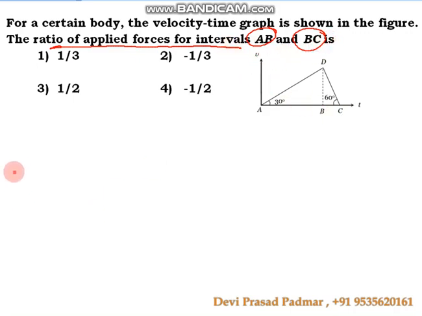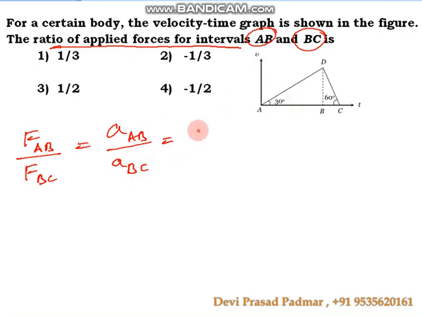As we discussed before, the ratio of forces between AB and BC must be equal to the ratio of acceleration between AB and BC. Correct? So how to get acceleration from a VT graph? That is nothing but tan theta. Therefore, tan theta 1 divided by tan theta 2. From A to B, the angle is given as 30 degree. Then B to C, the angle is given as 60 degree.